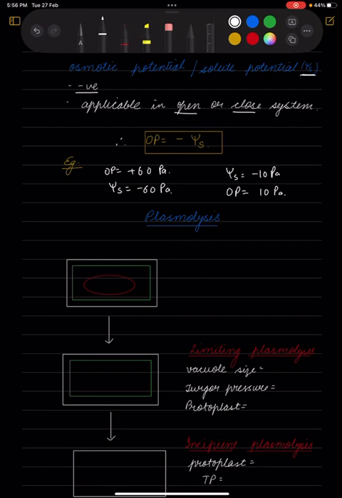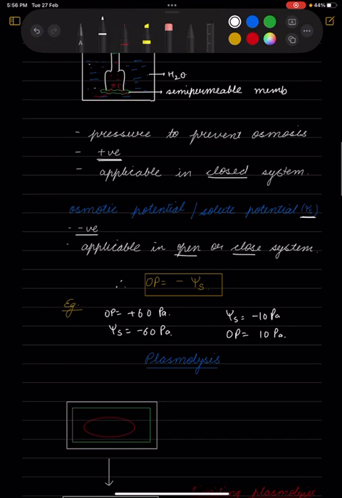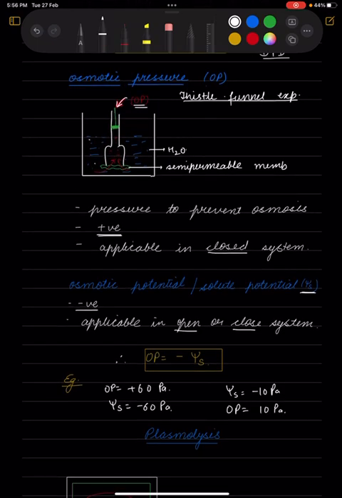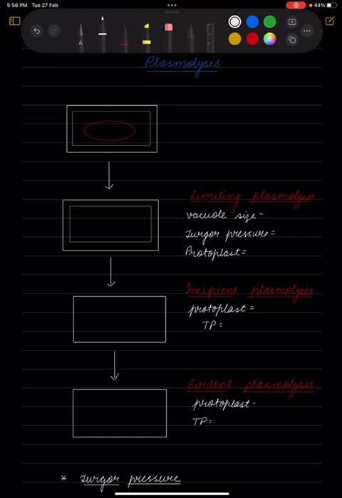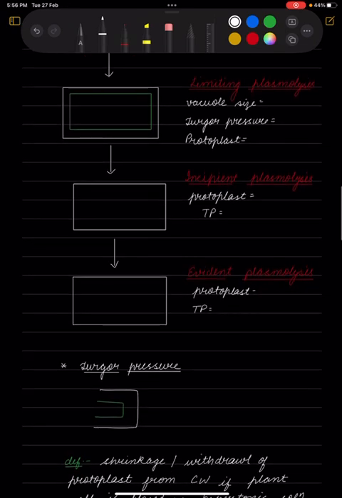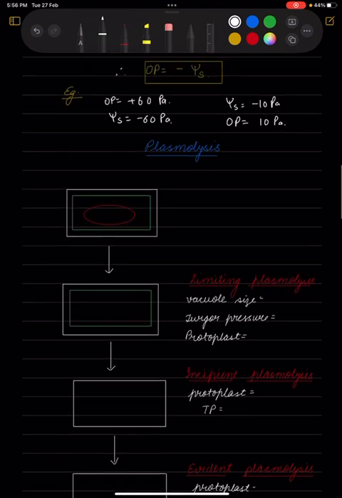So now we will understand a term called plasmolysis. It was a little bit of concept about osmotic pressure and osmotic potential. Now, plasmolysis. To understand this, we will see it by the diagram. Plasmolysis is basically the shrinkage and withdrawal of the protoplast from the cell wall if a plant cell is placed in a hypertonic solution. I think you didn't get what I was saying, so we will see from here.